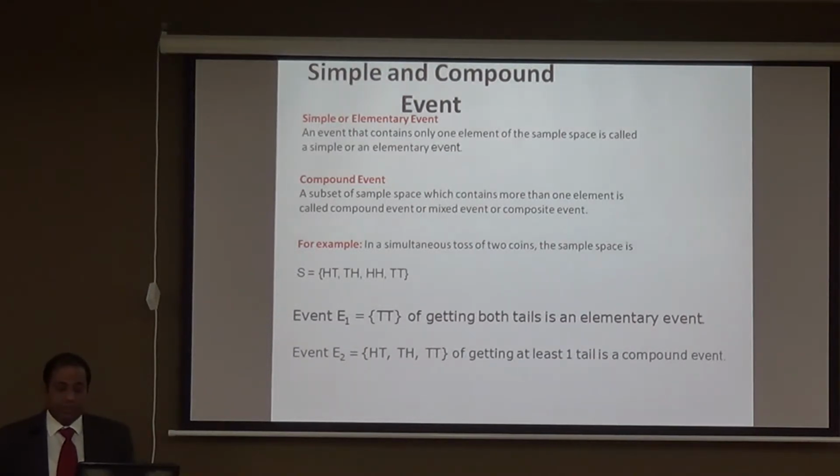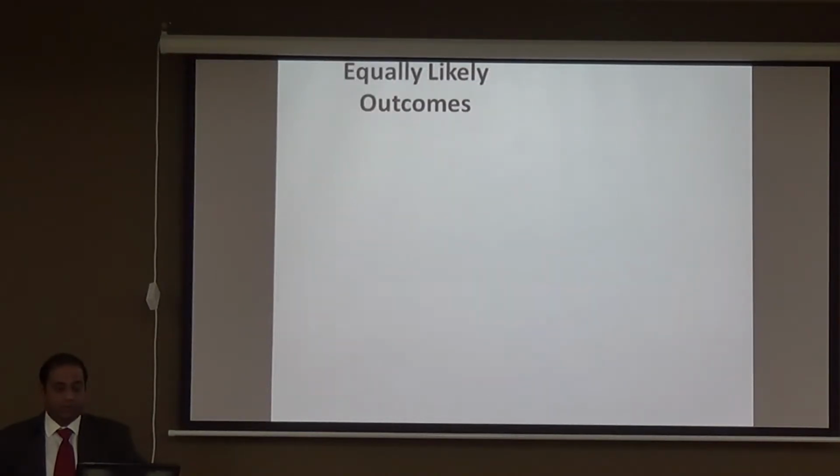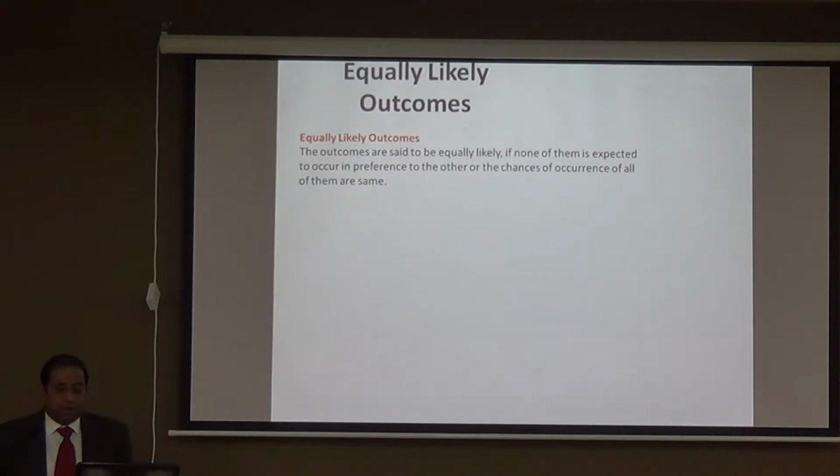Event E2, where we consider getting at least one tail, is a compound event because it contains more than one sample point. Now we come to the next step, that is equally likely outcomes. The outcomes are said to be equally likely if none of them is expected to occur in preference to the other, or the chances of occurrence of all of them are the same. For example, in throwing a single die, each outcome is equally likely to happen.